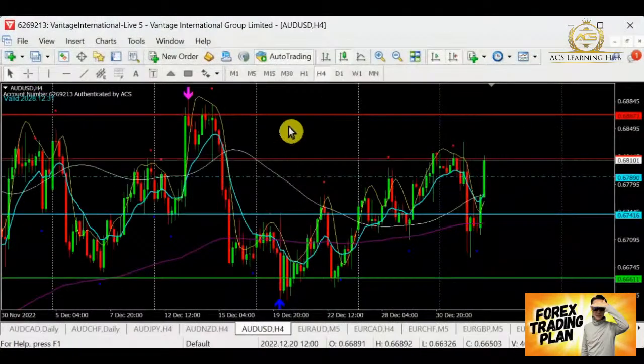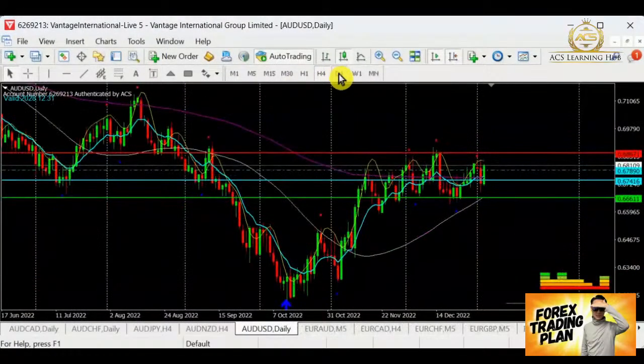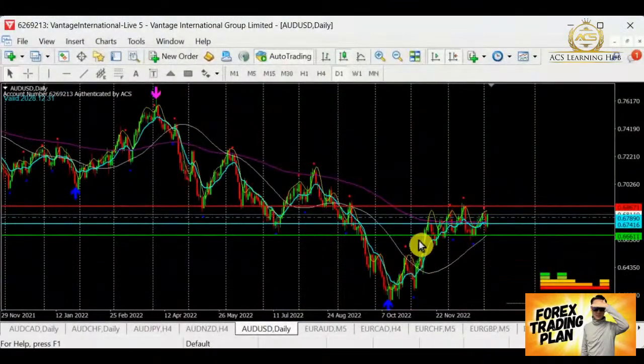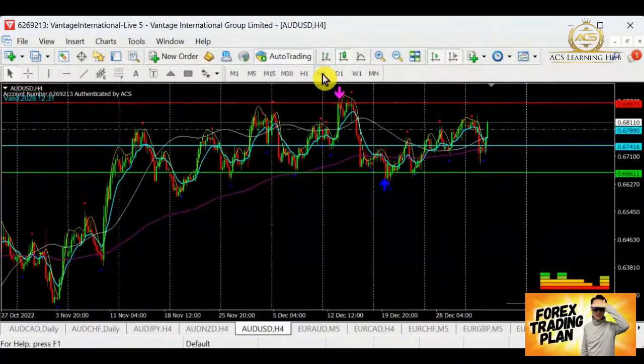For Aussie dollar, we can see that Aussie dollar is now retracing upwards as a bull, so today we are coming back into the bull. So for buyers who are buying, you can take note of this Aussie dollar.